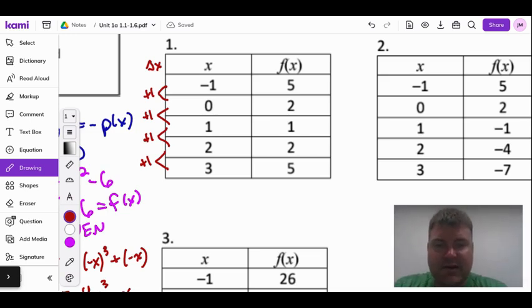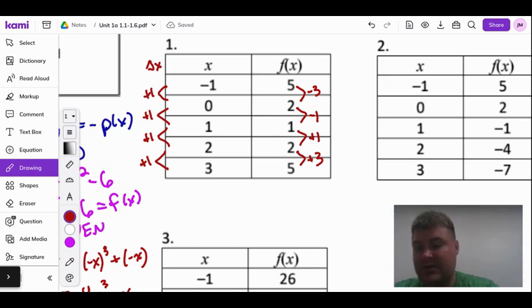Okay, so the difference from 5 to 2 is going to be -3. The difference from 2 to 1 is going to be -1. The difference from 1 to 2 is going to be +1. The difference from 2 to 5 is going to be +3. Are those differences constant? No, they're all different. So let's go to the next round.